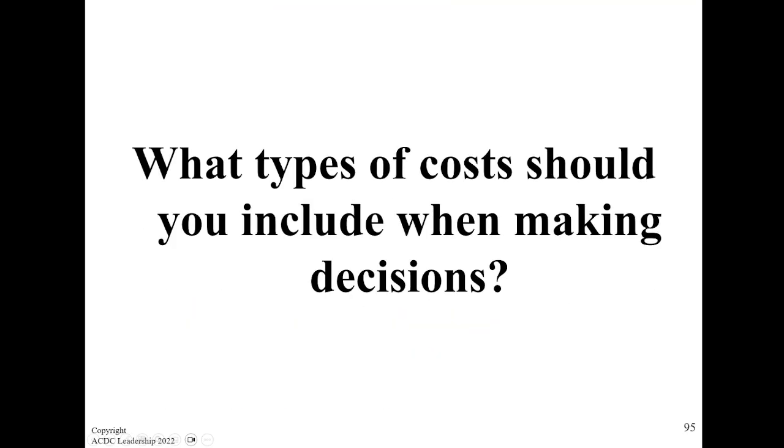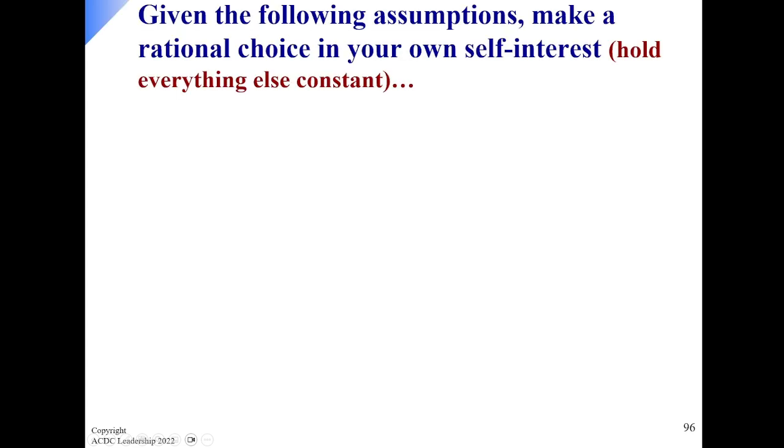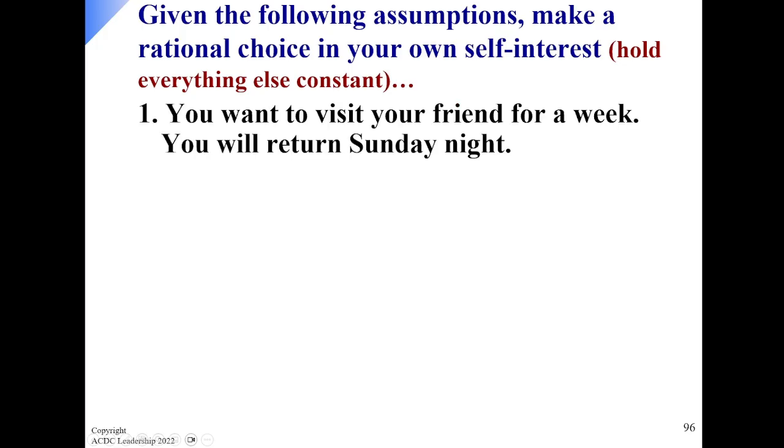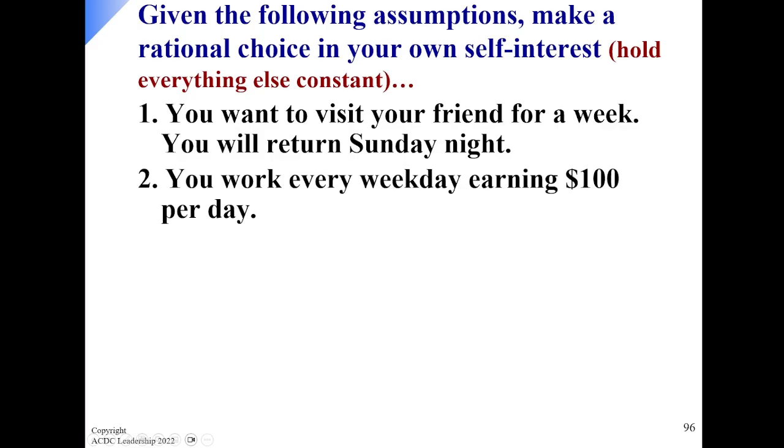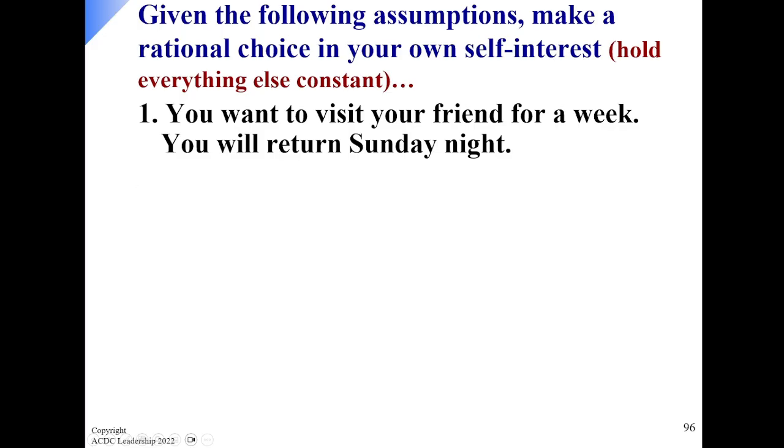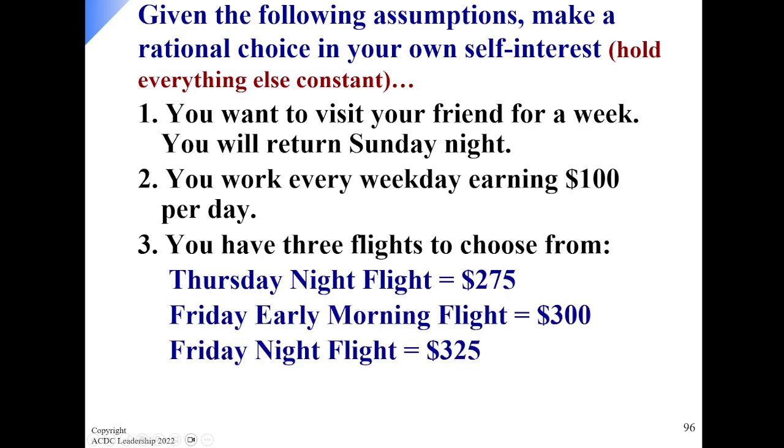So what type of costs should you include when making decisions? Given the following assumptions, make a rational choice in your own self-interest. Hold everything constant. You want to visit your friend for a week. You will return Sunday night. So for this example, does it cost more? Wanting to visit your friend is your benefit, but the fact that you're missing so much time is your cost. So you'll want to see which one is more. That is the idea here. You work every weekday earning 100 per day. You have 3 flights to choose from.